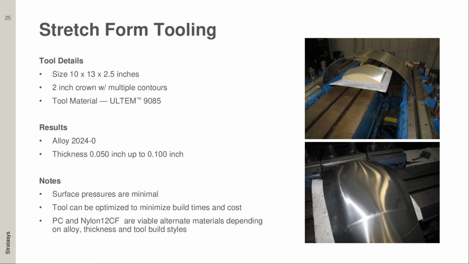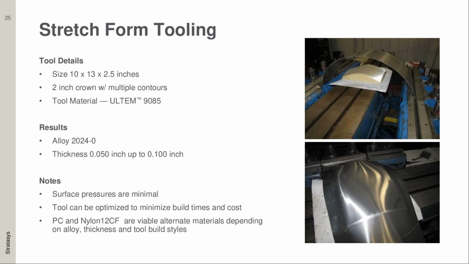Now, switching gears a little bit, stretch form tooling, a similar application. I will point out that the material is Ultem 985, and that's only because when we were working on this application many years ago, Ultem was the strongest material we currently offered until Nylon 12 CF came out. So I would recommend using Nylon 12 CF or polycarbonate, and I note that at the bottom of the screen. But for all intents and purposes, you can still see how this application performs.